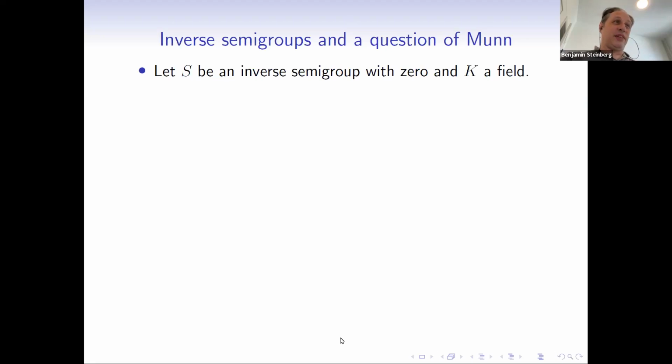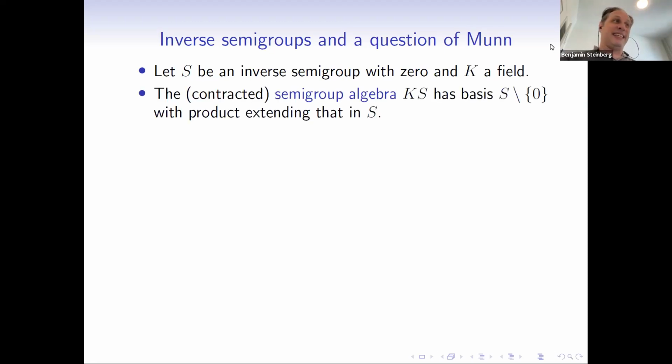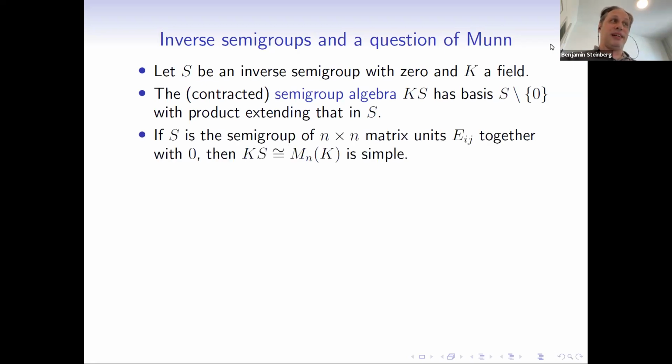So this starts a long time ago with the question of Douglas Munn. Let S be an inverse semigroup with 0. In this talk, every inverse semigroup has a 0 element and K is a field. Then the contracted semigroup algebra, which will just be called the semigroup algebra from now on, has basis the non-zero elements of S, and the product extends that of S. So I view the 0 of S as the same as the 0 of the algebra, which is what you should do. For example, if I take S to be the semigroup of n by n matrix units Eij, together with 0, that's an inverse semigroup, and its semigroup algebra is n by n matrices over K.